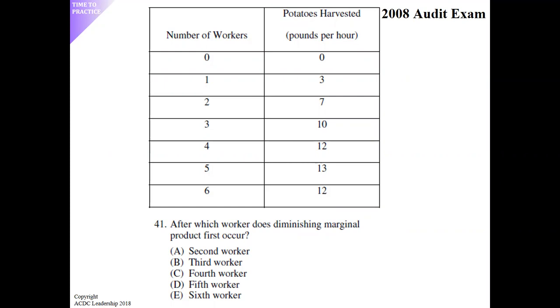So diminishing marginal product means that the marginal product starts decreasing. I said D because I thought it was when it was negative. No, that would be negative. But they'll say negative, okay? All right.